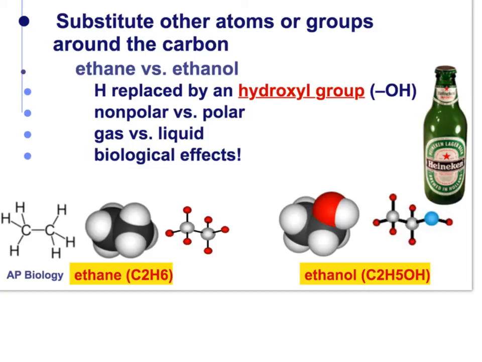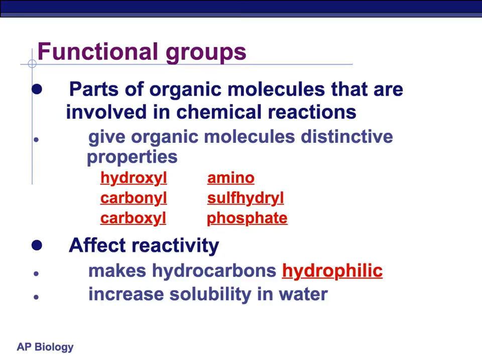So what is this doing? If this is substituting other atoms or groups around the carbon with a hydroxyl group? Hydroxyl group is just OH. So it becomes polar. Yes. So here are the functional groups you have to know. Hydroxyl, carbonyl, carboxyl, amino. You guys all know that, plus phosphate, you all know. So the only one you really have to learn is the sulfhydryl.